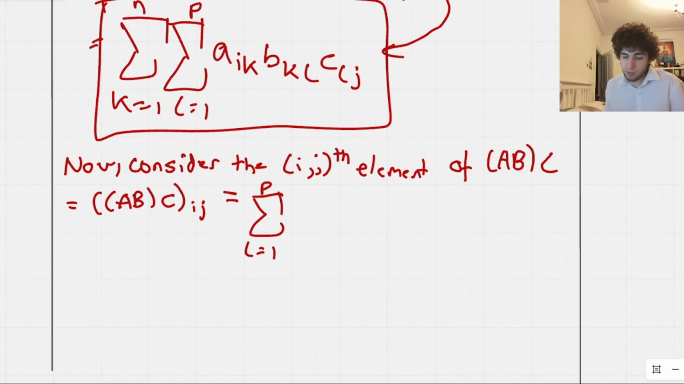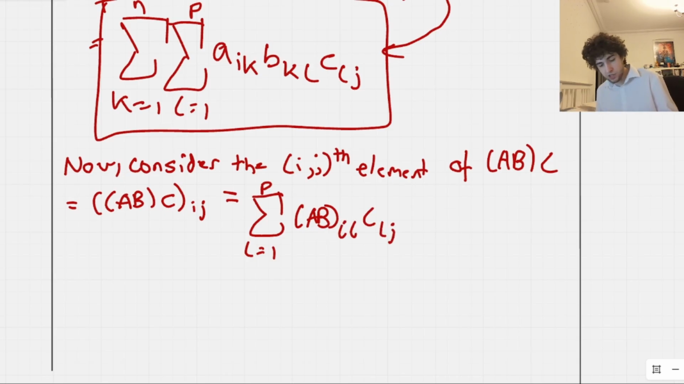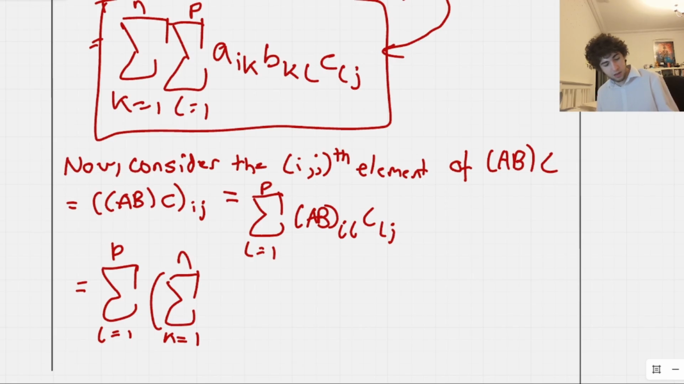when we do AB, what are we going to get? Well, AB is n by p, and then C is p by q. So it's always that second thing there, that p, that we use as the upper index of our sum. So you sum from L equals 1 to p of (AB)iL, CLj. This is the definition of matrix multiplication, which we now need to unwind even further, as we did before. The sum from L equals 1 to p, of the sum from k equals 1 to n, of aik, bkj, right?